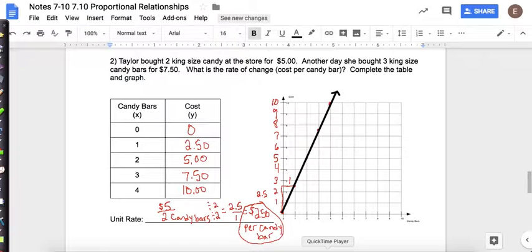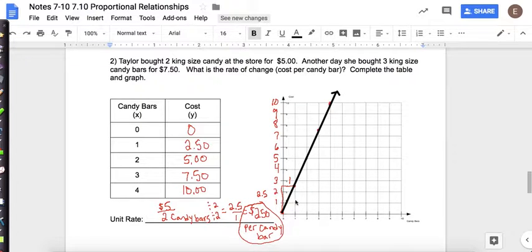And now we're going to talk about the rate of change and the slope when we're looking at the graph here, and then we'll go ahead and write it on the line. So we know that we can go up 2.5 over 1. So the rate of change is going to be $2.50 per candy bar, just like the unit rate.